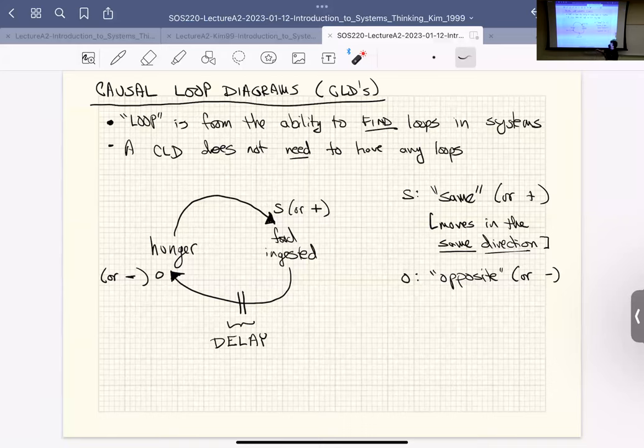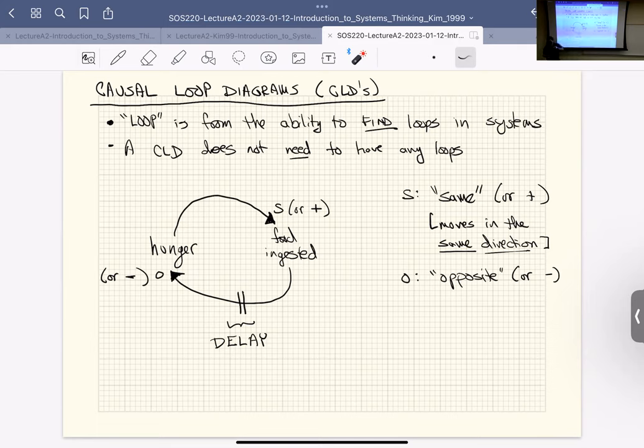Yeah, in this case, causal loop diagrams are about behavior over time. So it's like this idea that if I ingest food at some instant, how much longer will it be until my hunger changes? It's the delay in time relative to when the change happened.